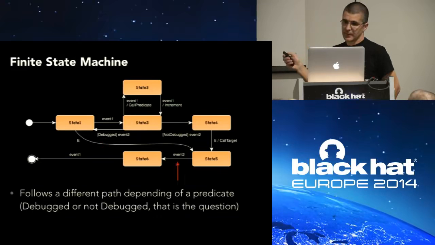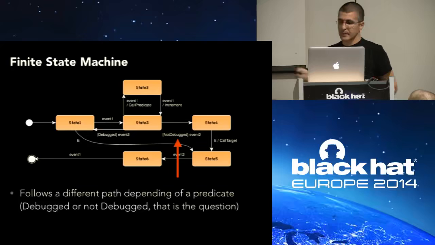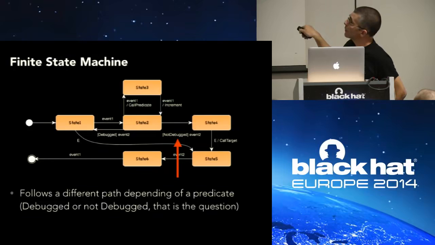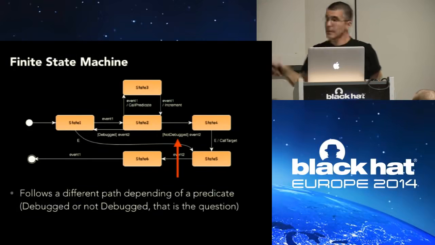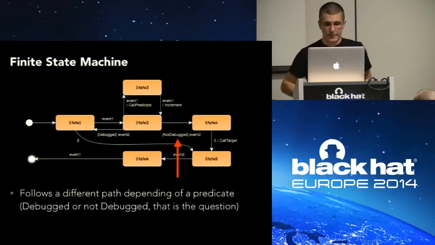And if there is no debugger, I will go to state 4. And I will effectively call my target here only from between state 4 and state 5. So if I go back to state 1, you see I'm going directly to state 5, and my target is not executed.